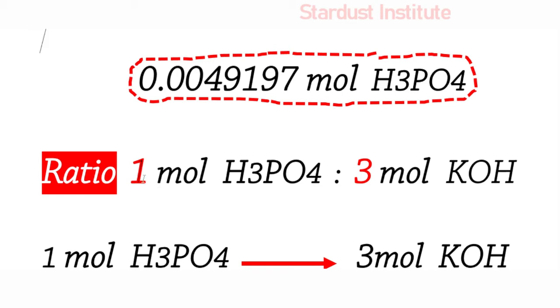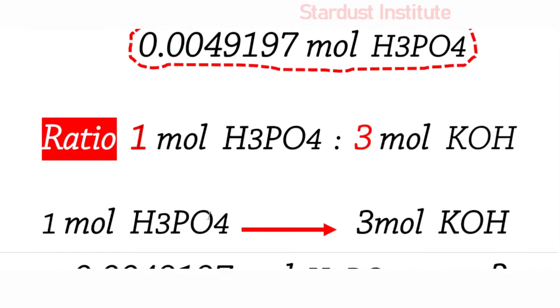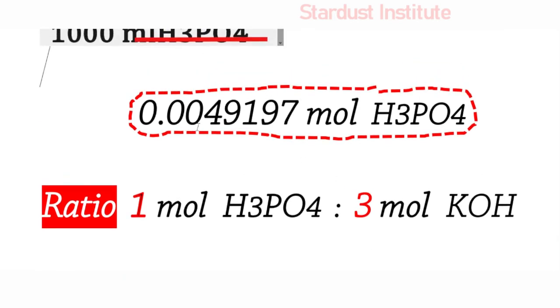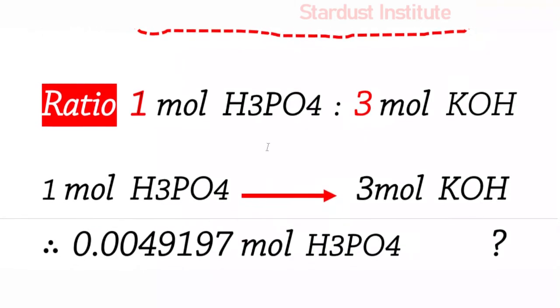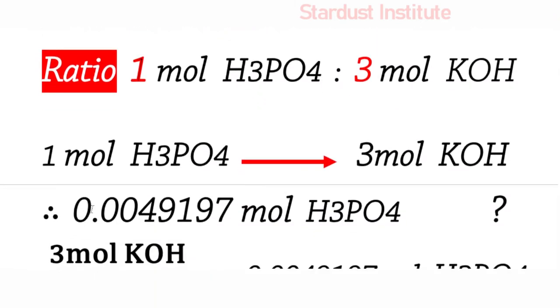We know the ratio, we have found it earlier. To react with 1 mole of phosphoric acid, 3 moles of KOH are required. Now we have 0.0049197 moles of phosphoric acid. Then to react with 0.0049197 moles of phosphoric acid, how many moles of KOH are required?